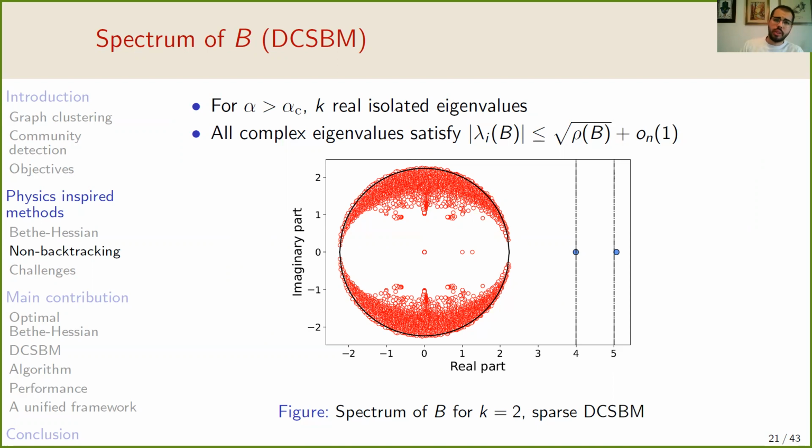This happens as soon as alpha is greater than alpha_c. I recall that for alpha less than alpha_c, we do not expect to have k isolated eigenvalues, whereas for this matrix, as soon as alpha is greater than alpha_c, we have k isolated eigenvalues, which is essentially the best we can hope for.